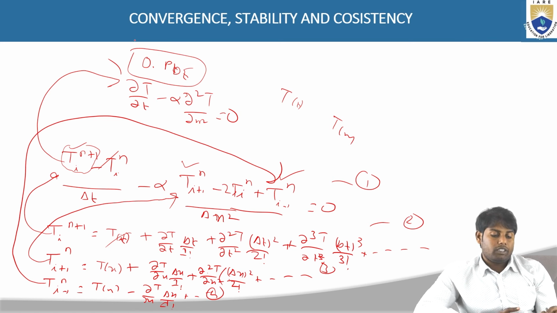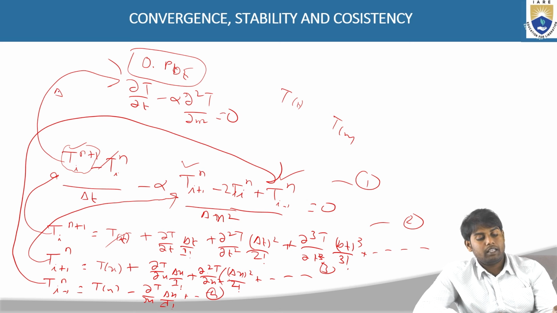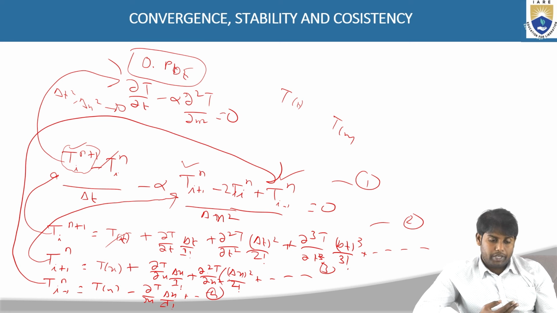So what is this scheme? Forward in time and central in space, the FTCS scheme. Whether this FTCS scheme is consistent or not will be evaluated by this procedure. When you apply Δt², Δx² tends to 0 and you get the original PDE, then the numerical scheme that we have is consistent. So this consistency has to be evaluated for a given numerical scheme.